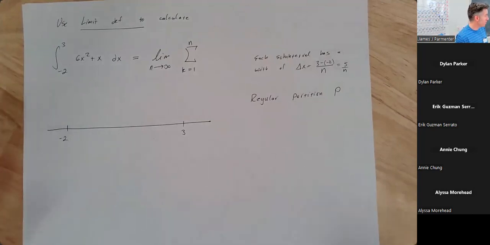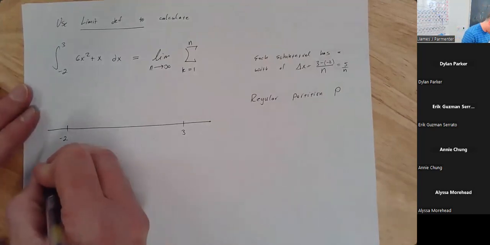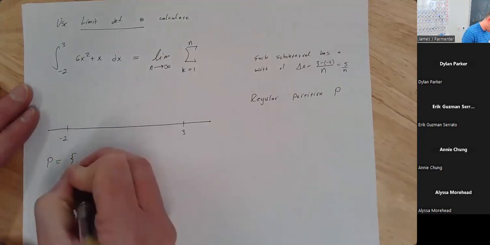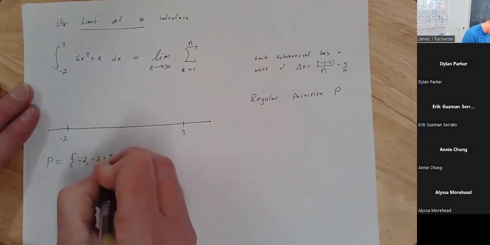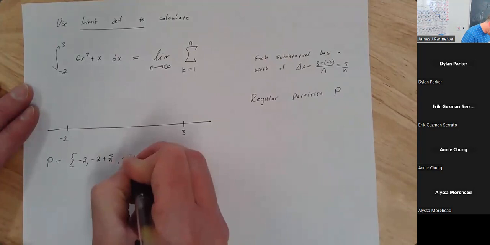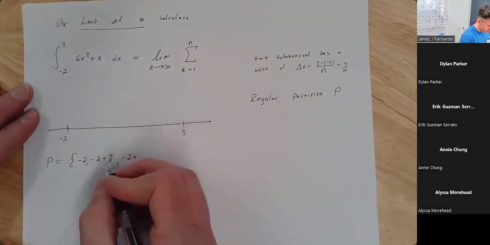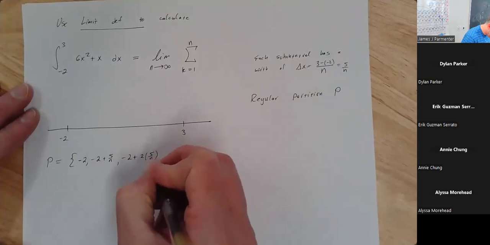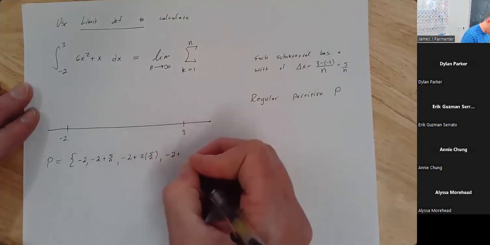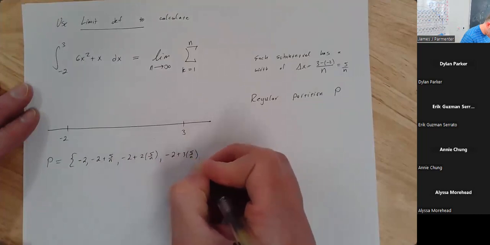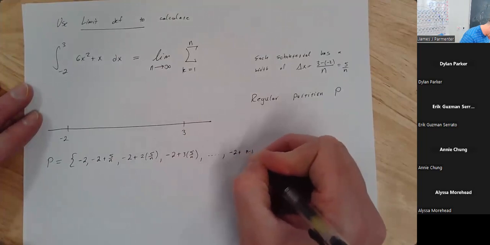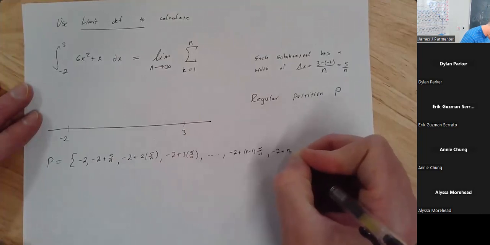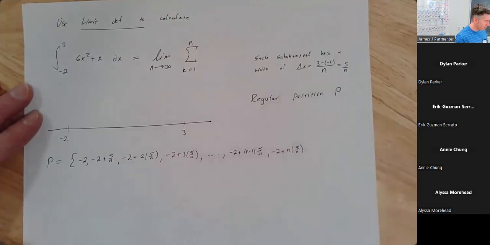So here's what the partition looks like, and it's going to be kind of gross. My partition consists of the points. The first one's -2. The next one is -2 plus 5 over n. The next one is -2 plus another 5 over n, or I should say -2 plus 5 over n plus another 5 over n. The next one is -2 plus another 5 over n from the previous one. We just keep doing this until we get all the way to -2 plus n minus 1 times 5 over n, -2 plus n times 5 over n. Oh, that's just 3.